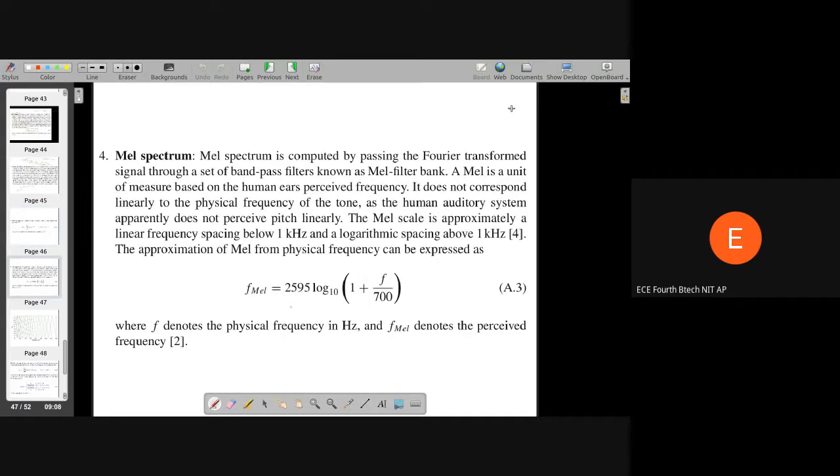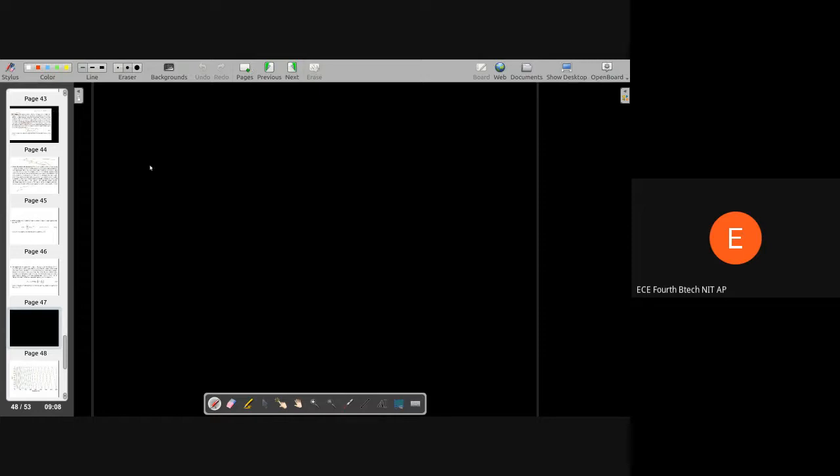Then once we have our windows, we do our discrete time Fourier transform, and then we use the Mel filter bank. We superimpose the Mel filter bank on top of our power spectrum. What is the power spectrum?